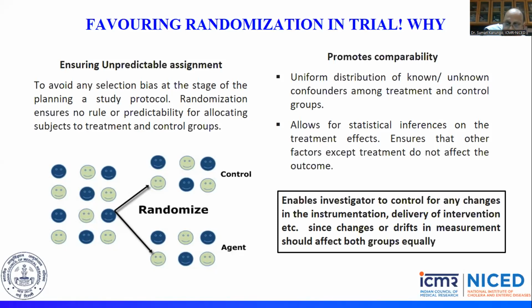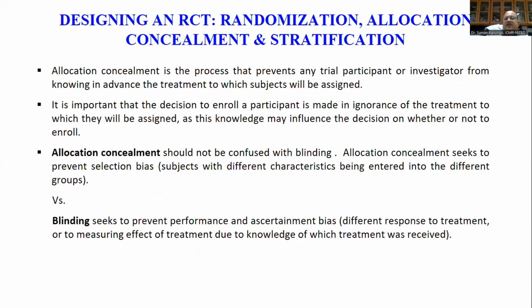If there's any question, you can put it in the comment box or you can ask me now. So these are the big things, but I'm just touching upon them. Now, designing an RCT: randomization and allocation concealment. Allocation concealment is very important. When we allocate a treatment or intervention, it should be concealed. It is the process that prevents any trial participant or investigator from knowing in advance the treatment to which the subject will be assigned, so that bias does not creep in.